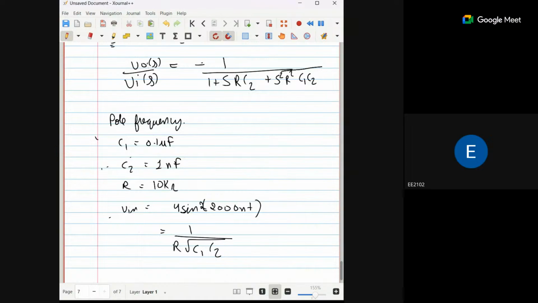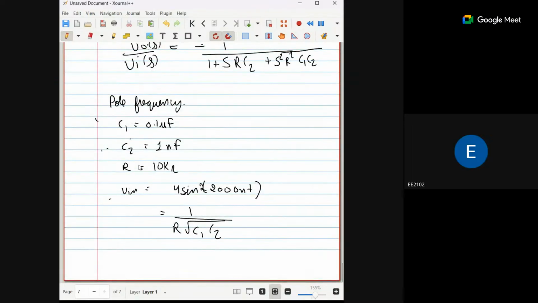I think we have to do it with derivation only, that we have to find the total equivalent R in form of R with the DC signal. So 1 upon R is given as 10 kilo, and let's see, 0.1 into 10 to the power minus 6 into 10 to the power minus 9.